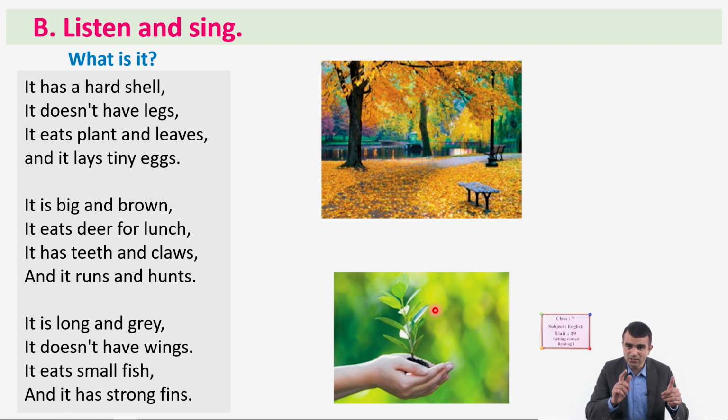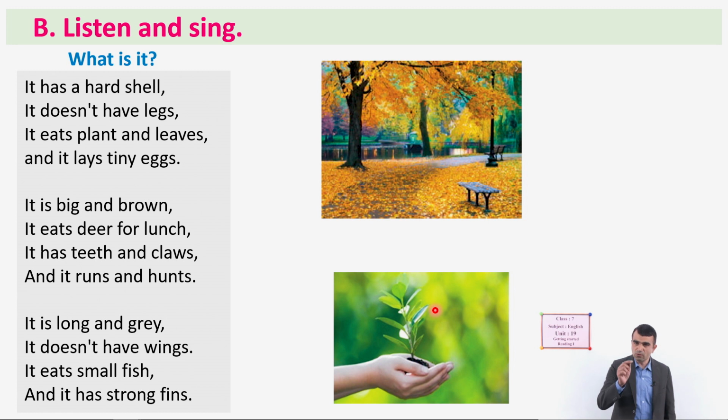It has a hard shell. It doesn't have legs. It eats plants and leaves. And it lays tiny eggs. Good. Next. It is big and brown. It eats deer for lunch. It has teeth and claws. And it runs and hunts. Good. Next. It is long and grey. It doesn't have wings.